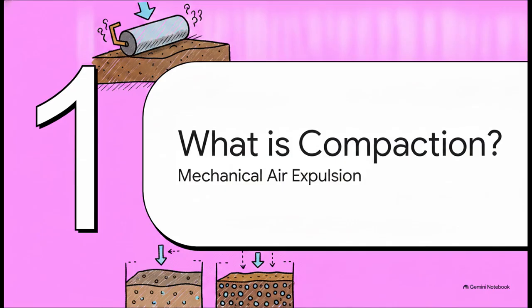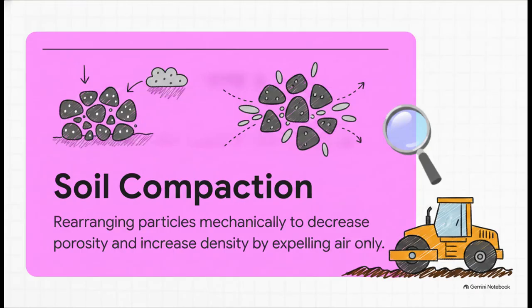What is soil compaction? The mechanical expulsion of air. Here is the technical definition we are working with. Soil compaction is the process by which soil particles are artificially rearranged and packed together into a state of closer contact by mechanical means to decrease porosity and increase dry density by expelling air only. Now that last part, by expelling air only, is absolutely crucial. We aren't changing the soil particles themselves, right? We are forcefully squeezing out the empty air pockets between them, rather than just letting the ground settle naturally.